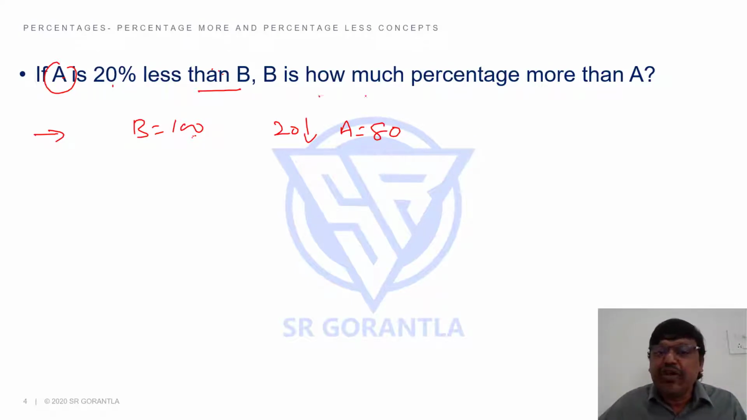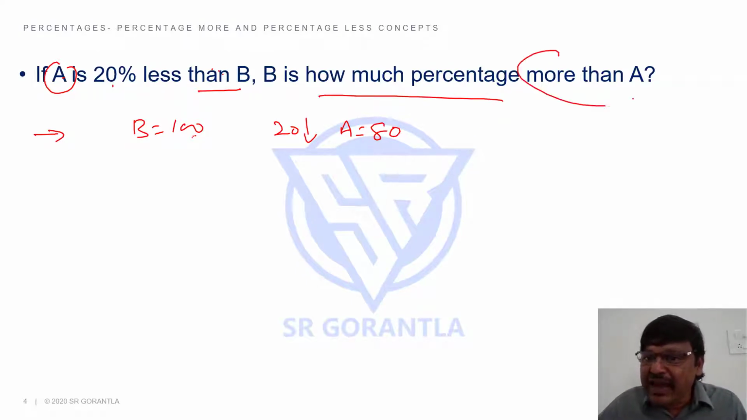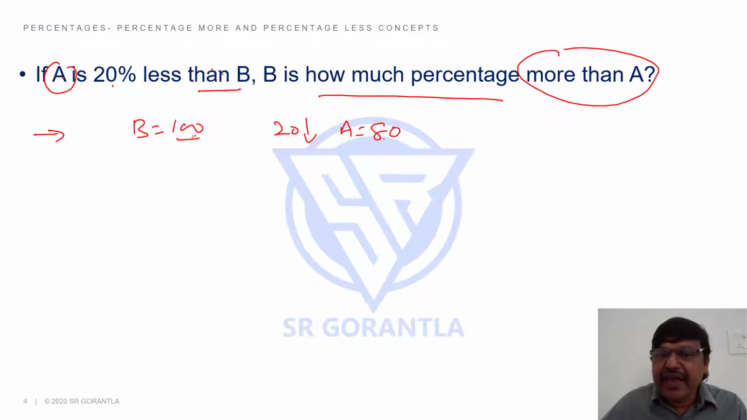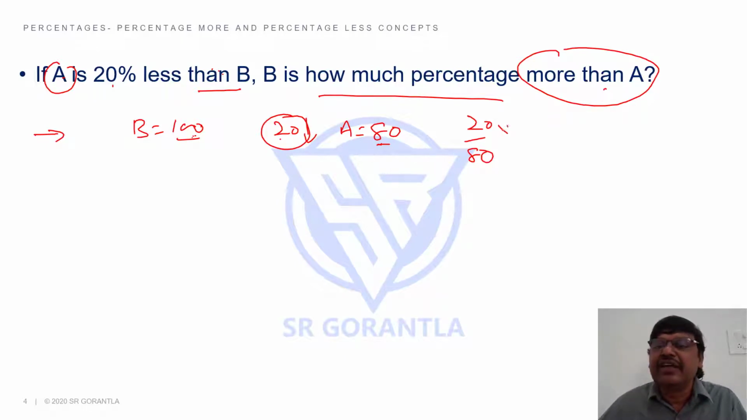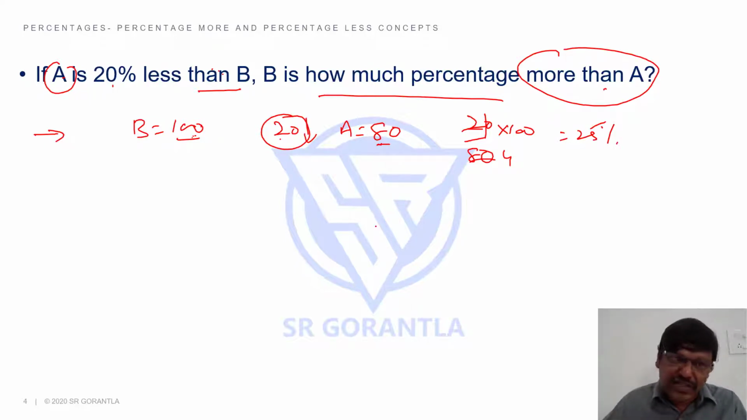Now when you say B is how much more than A, B is 100, A is 80. B is how many rupees more? The same, 20 rupees more. 20 rupees more than what? Than A. So what goes to the denominator? A, that is 20 by 80 into 100, 1 by 4, 25%. This is the first method.